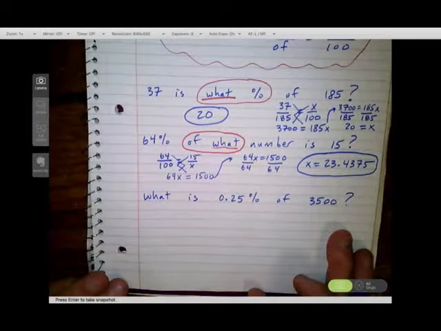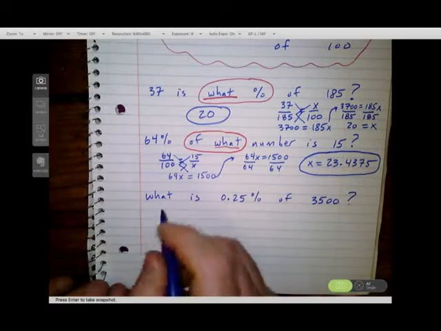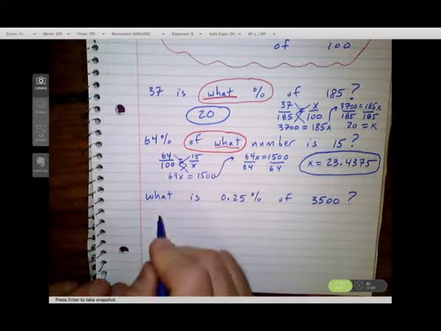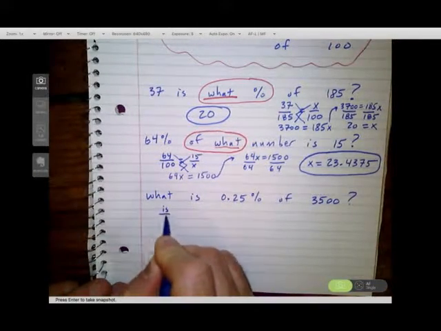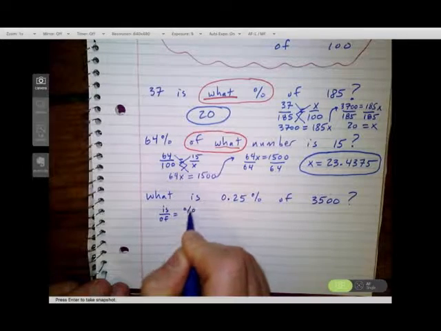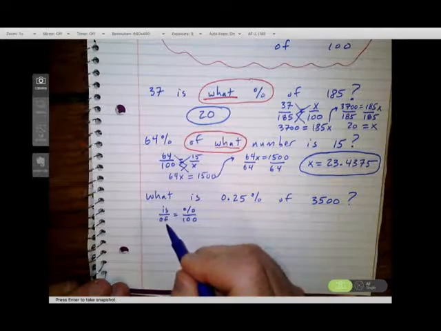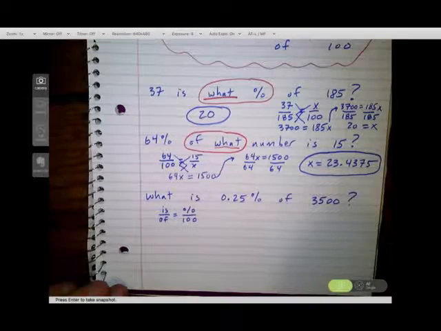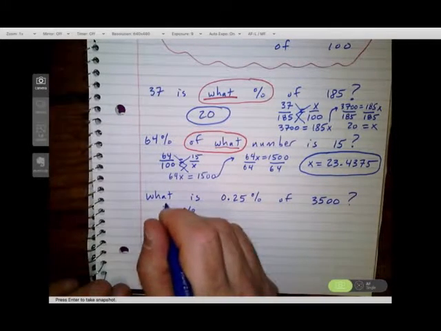Okay, here's the last one. So again, let me write the equation here since you can't really see it anymore up there. So I'm going to write the bottom one. Is over of equals percent over 100, or again, part over whole equals percent over 100. Okay, so there's my little equation. I'll put it in a box.